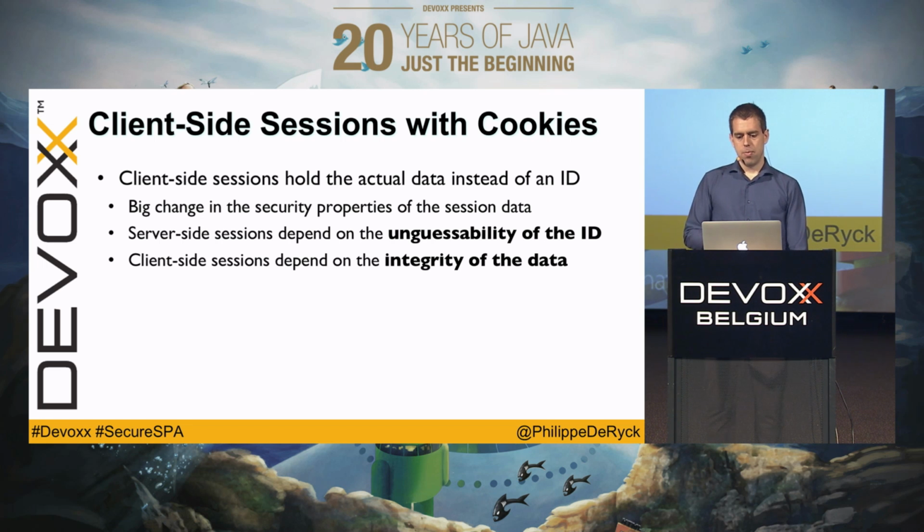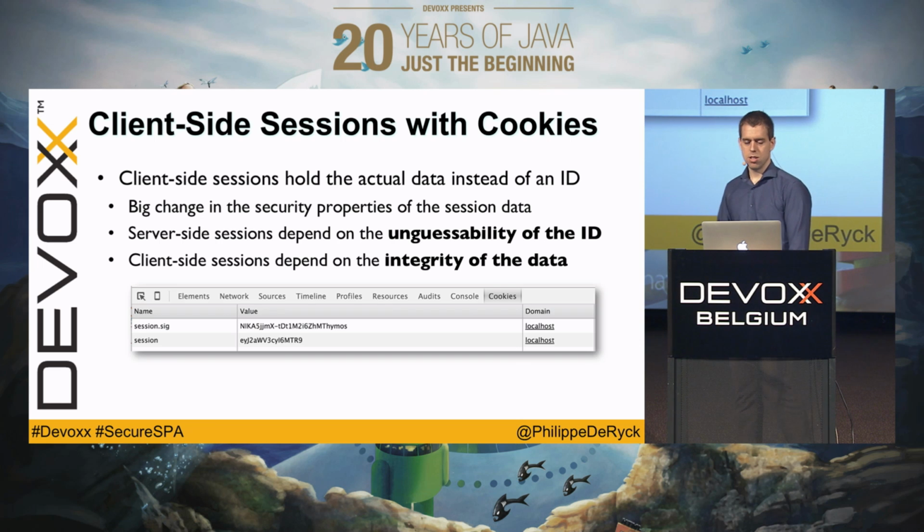If you implement this client-side session management with a middleware, for instance the session middleware for Express on Node.js, you see that they add two cookies. They add a session cookie containing some data, and a session.sig cookie containing a signature of this data. This signature allows the server to verify whether the data it receives was signed by it and whether it's actually valid data.